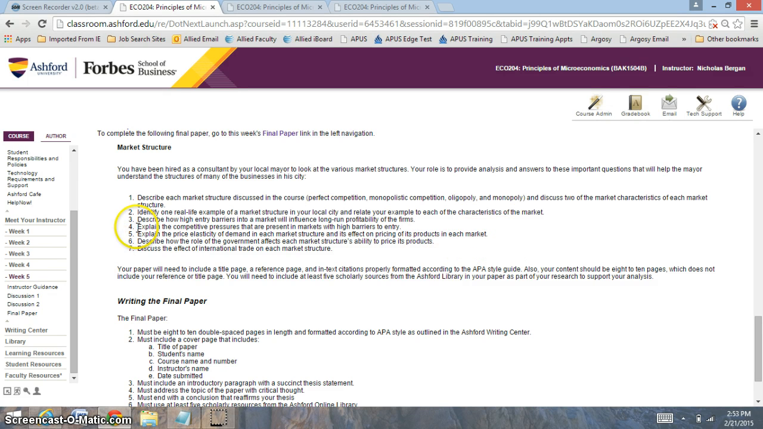Now, question 4 is looking at competitive pressures that are present in the market with high barriers. So focus on when there's no barriers in a market and when there's high barriers in a market. Question 5 looks at price elasticity of demand. And when you look at price elasticity of demand, you want to look at how sensitive consumers or businesses are to the price changes of those particular goods that are being sold in those particular markets.